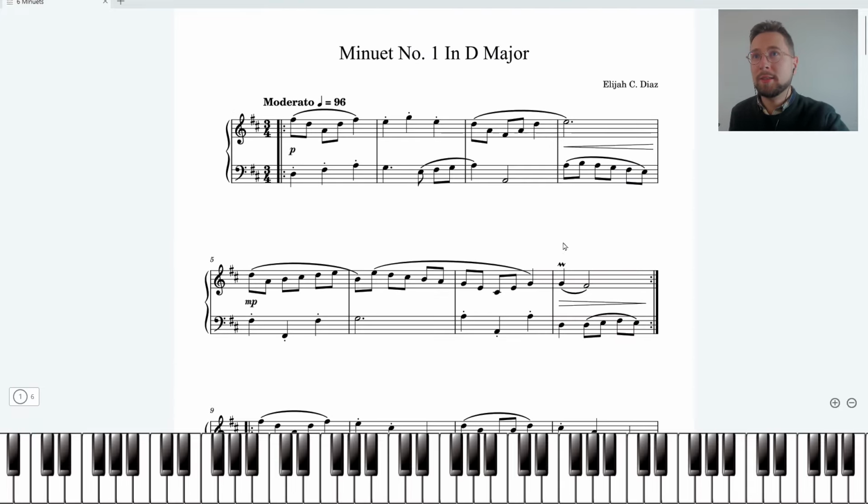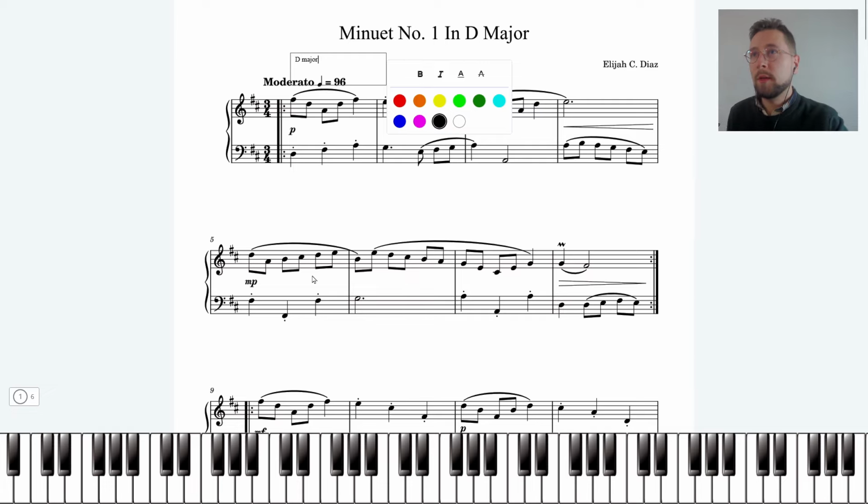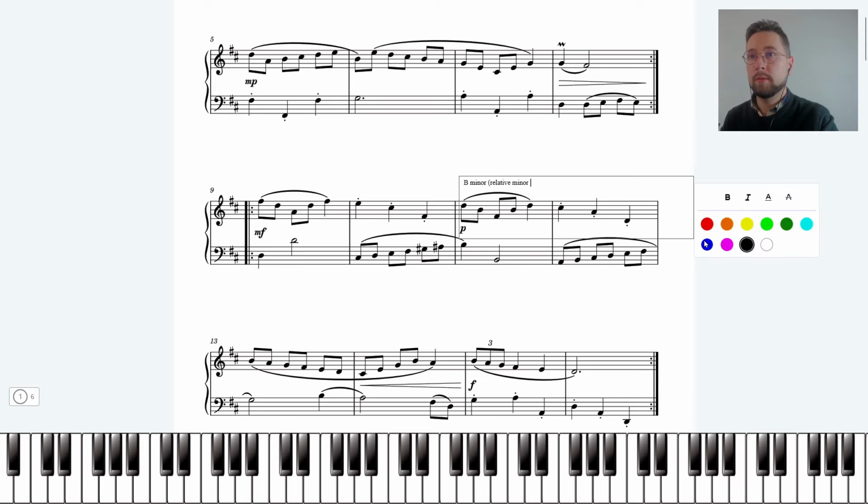Alright, so this little 16-bar minuet is a good example of a minuet that starts with one structure that's in the main key. In this case, we're in D major. And from D major, we are moving towards some modulations, specifically to B minor, which is the relative minor key.